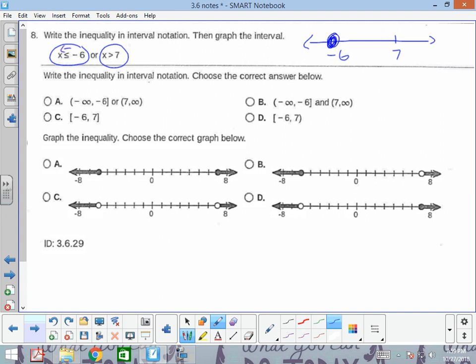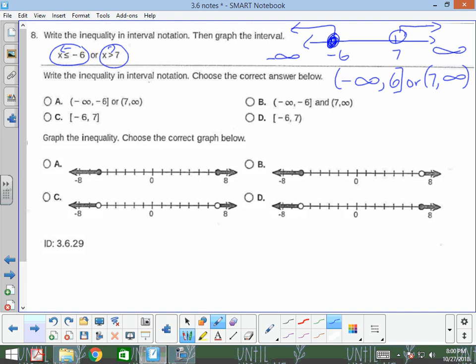Notice the arrow is going to the left, so the shading goes to the left. On 7, it's just circled, it's not filled in. Notice that the arrow is going to the right, so the shading is going to the right. So when we write this in interval notation, the smallest number goes first. So negative infinity is definitely smaller than -6, and it's parentheses for negative infinity. -6 is bracket because it's filled in, and then we're going to have 7 with parentheses, comma, infinity, parentheses.